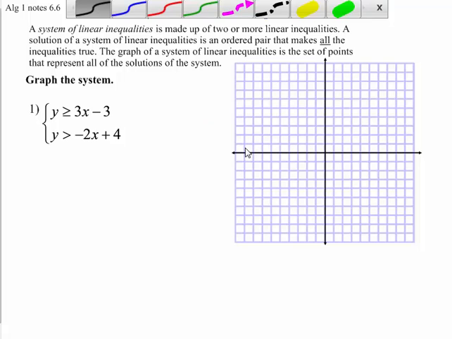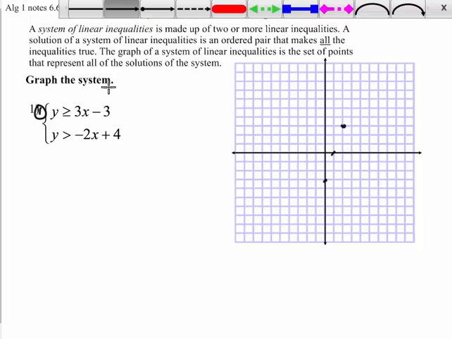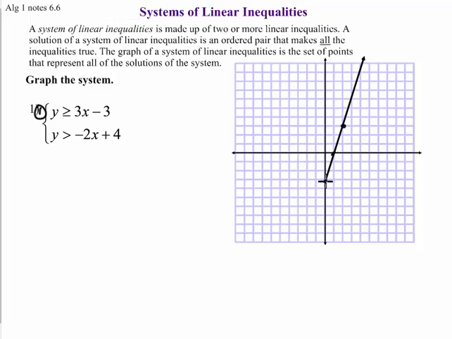Alright, so first one, number one, has the y-intercept of -3, so down to -3, has a slope of up 3 over 1, up 3 over 1. And there is our line. Our line is a solid line because it is equal to, okay? So we're going to go ahead and draw that line. Good.